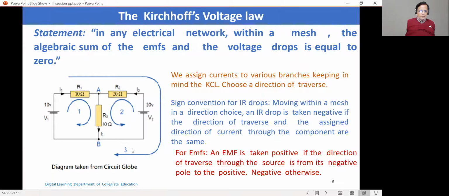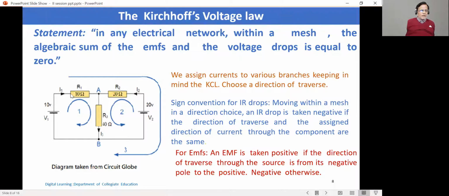Now we can try and apply the convention that we have developed to the given mesh here. There are two meshes marked 1 and 2. I have assigned the currents I1 through R1, I3 through R3, I2 through R2. Now, if we consider the first mesh formed by V1, R1, A, B, back to V1, this becomes the closed conducting path.